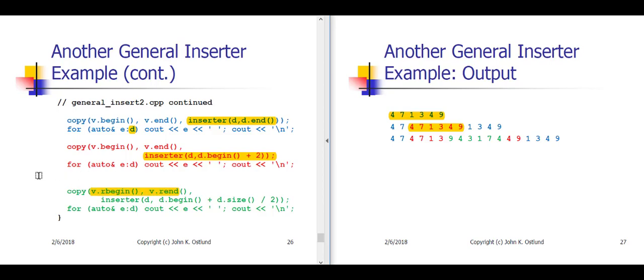And then finally, as a final example, notice that this time our copy is using reverse iterators on V. So we're going to be copying from the 9 at the end of V to the 4 at the beginning of V. And we want to do this insertion right in the middle of D. So we can say, let's do our insertion at d.begin plus d.size over 2. Okay, so d.begin plus d.size over 2 will give us an inserter that's in the middle of D. And sure enough, what we see is that we end up with V in reverse in the middle of D, 943174. And there are 6 values in front of that and 6 values after that.